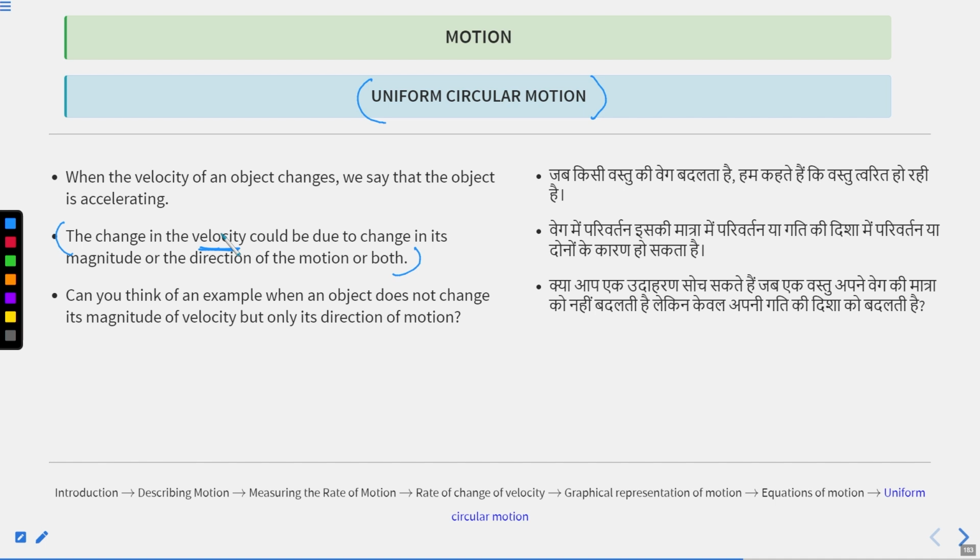When you provide acceleration or retardation, its magnitude will get changed, but when you change the direction, velocity can also get changed. Can you think of an example where an object does not change its magnitude of velocity but only its direction of motion? Can you think of such an example where you change the direction of the object but do not change its magnitude, and the velocity gets changed? The example of such a case is uniform circular motion.